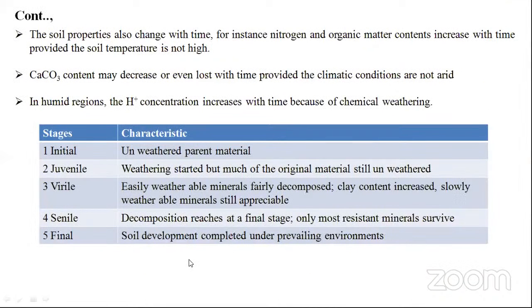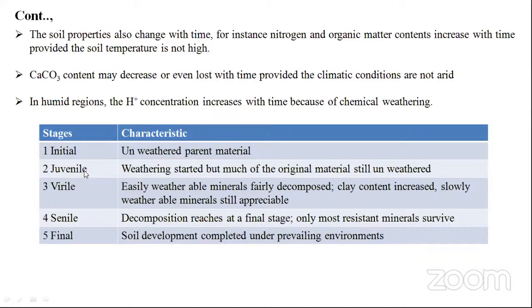Based on this, there are different stages. What are the stages of time? Very first is initial, juvenile, virile, senile, and final. These are the five different stages, students. In the initial stage, the parent material was not weathered. Nothing had happened and the original parent material was there. That period of time is called initial.